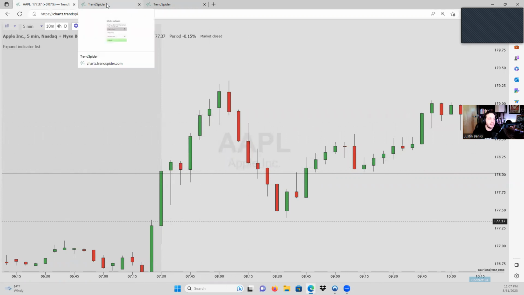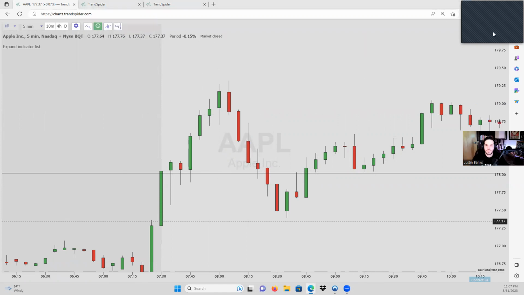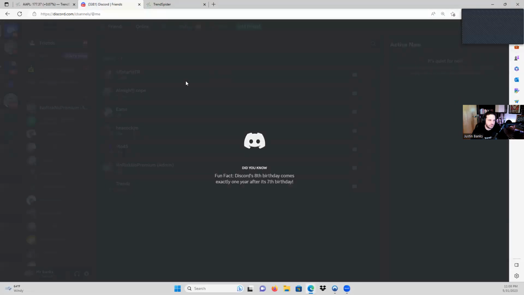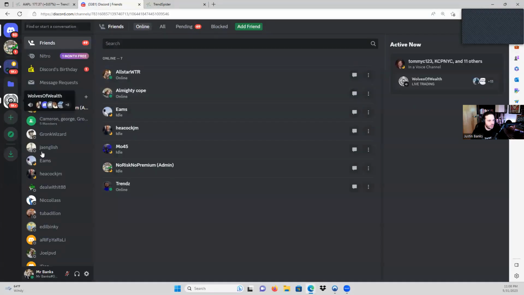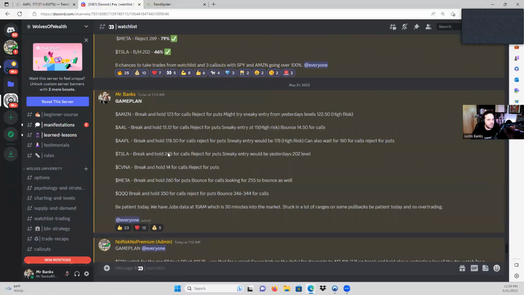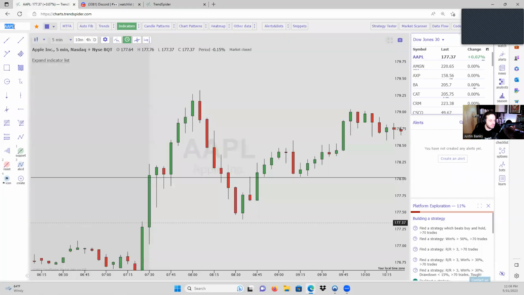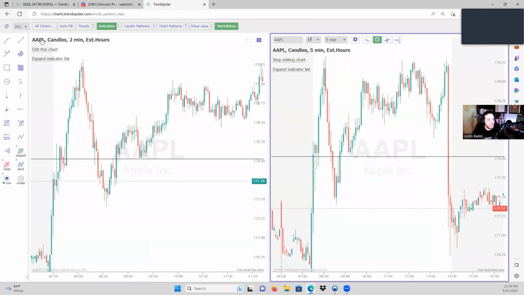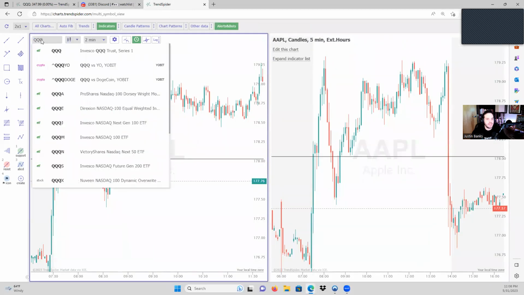Now, the next type of trade I want to talk about is going to be the reject. So again, just playing from the watch list today, the reject level is going to be our QQQ 350 reject level. So let's go ahead and bring QQQ up. Let's go ahead and look at the 2-minute and the 5-minute time frame.